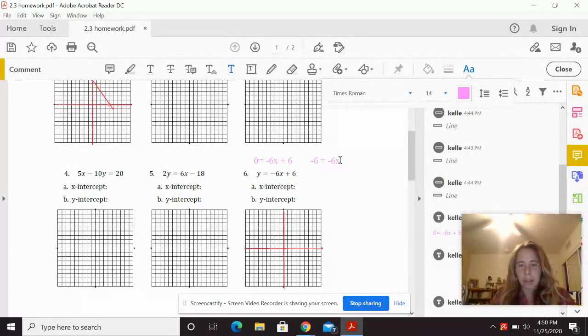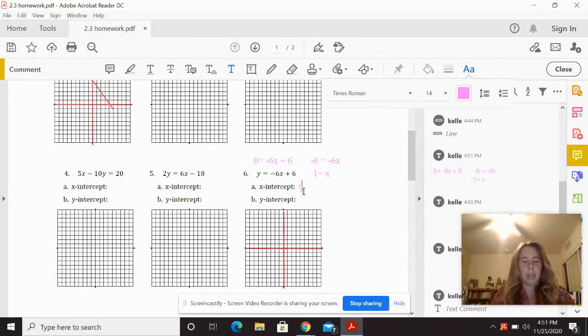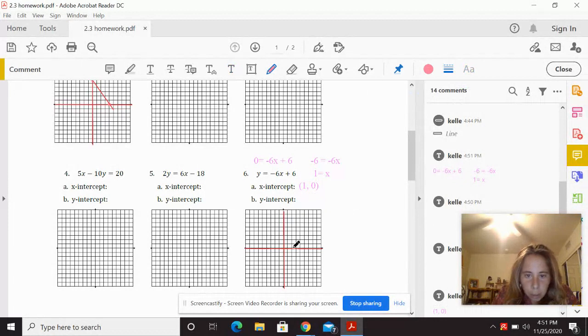So negative 6 divided by negative 6. 1. Negative 6 divided by negative 6 is 1x, which is just x. So x is equal to 1. So your x-intercept is, x is 1, y is 0. So if we graph that, let me grab my little pencil. 1, 0. So that's just right there.